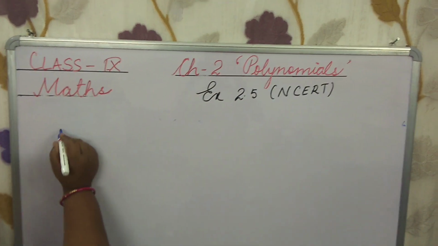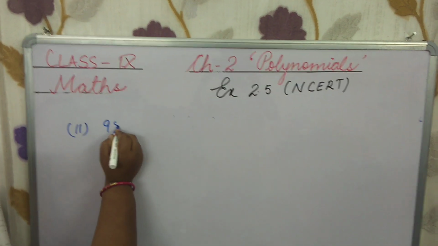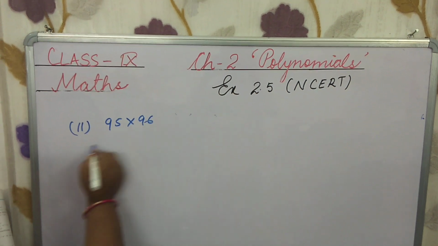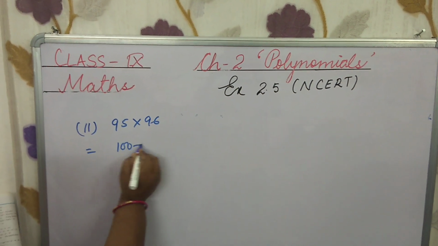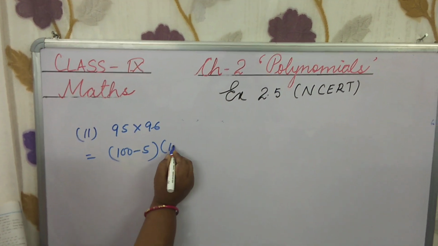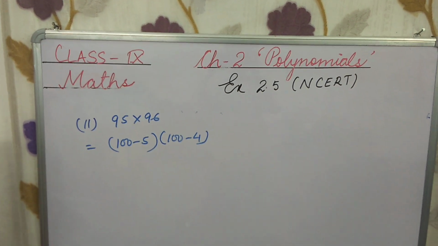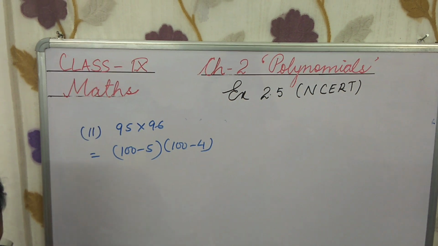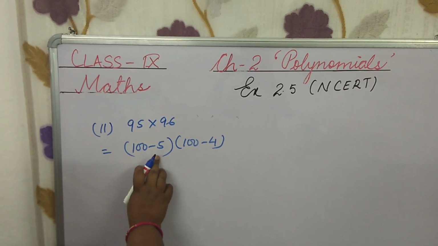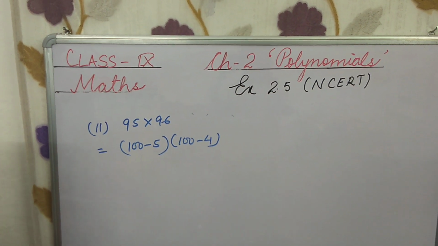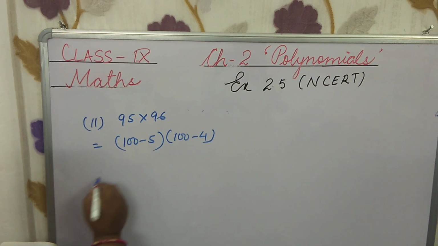Similarly, students, you can do the second one also. 95 into 96. You can just write down as 100 minus 5 into 100 minus 4. So again you can use the identity x plus a into x plus b. Here a is minus 5 and b is minus 4, and just go on solving.